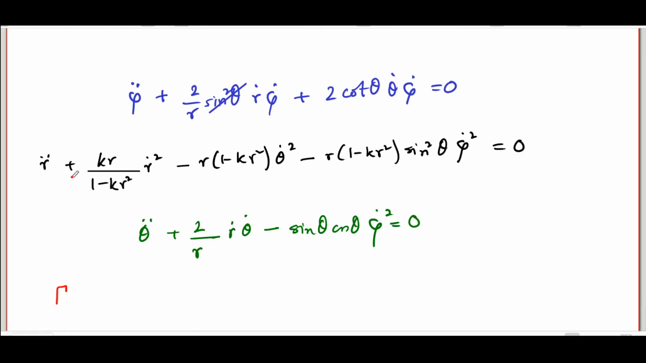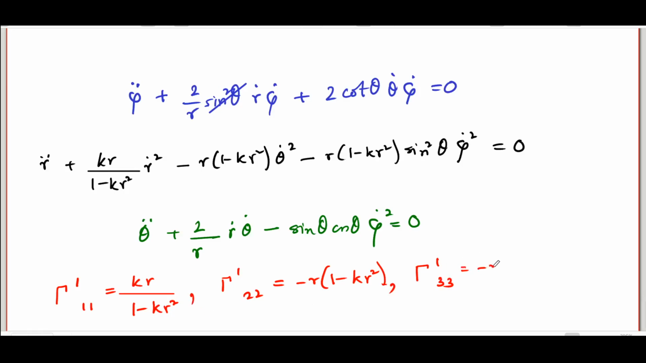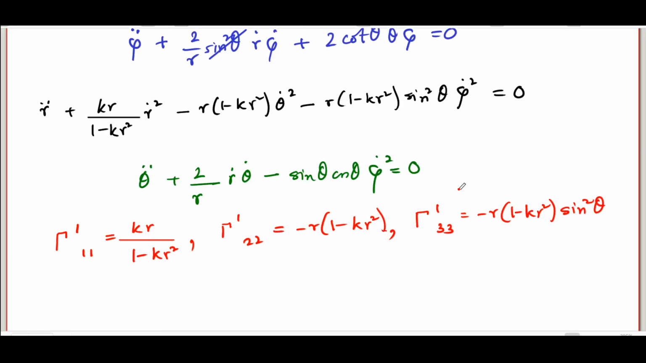So Γ, let's start with this one. Γ¹₁₁ is kr/(1 minus kr²). Γ¹₂₂ is minus r(1 minus kr²). Γ¹₃₃ is minus r(1 minus kr²) sin²θ. So we are just reading off these numbers. What about the Γ²₁₁?